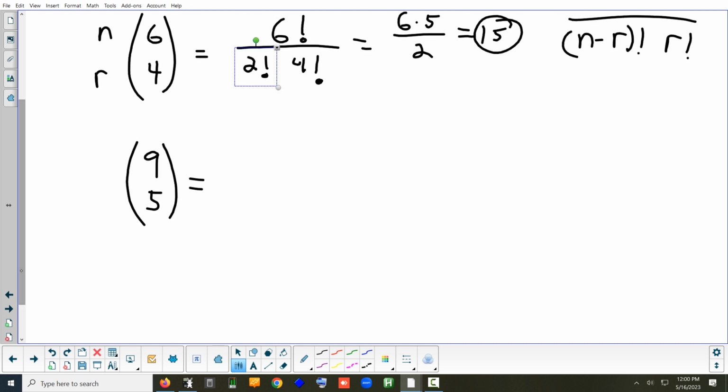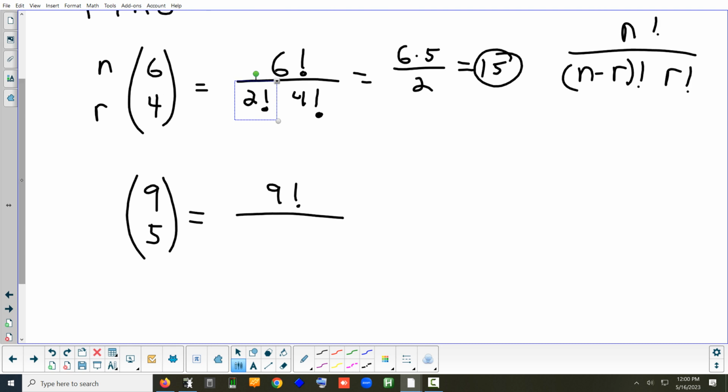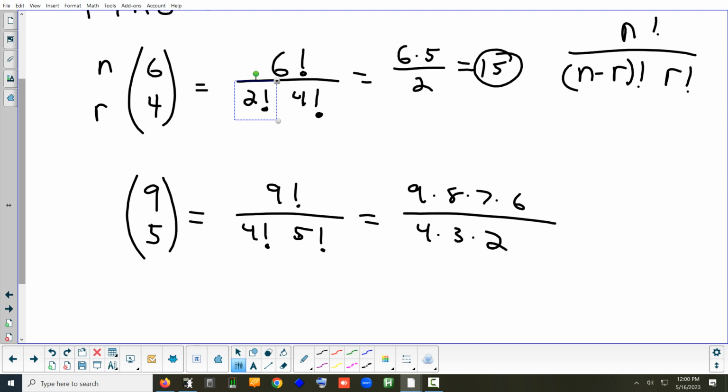And let's finish up with this one. Okay, what goes in the top? 9 factorial. All right, and then in the bottom? 4 factorial and then 5 factorial. Okay, so what are you going to be left with in the top if you cancel the biggest factorial that's in the bottom into the top? 9 times 8 times 7 times 6. The 5, 4, 3, 2 is going to cancel this 5, 4, 3, 2. And 4 factorial, 4, 3, 2.